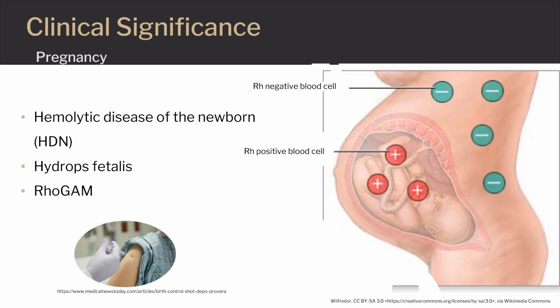RhoGAM is the injection used to treat Rh incompatibility during pregnancy. This shot contains antibodies collected from plasma donors that stop the immune system from reacting to the baby's Rh-positive blood cells. Like other shots, RhoGAM is injected into the arm or the backside.